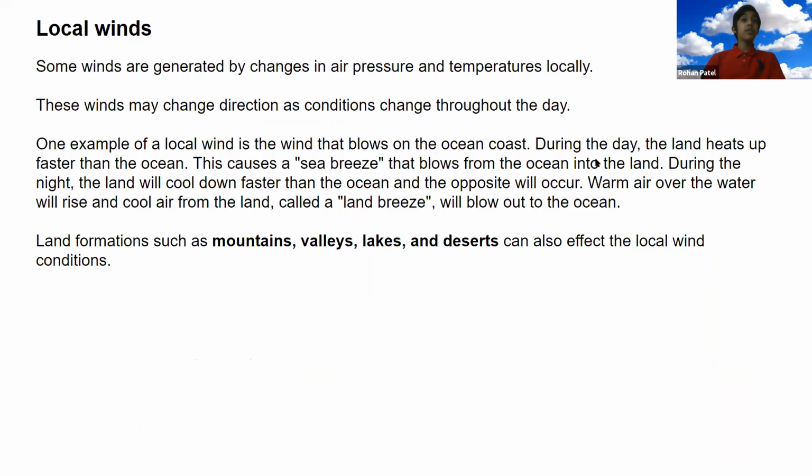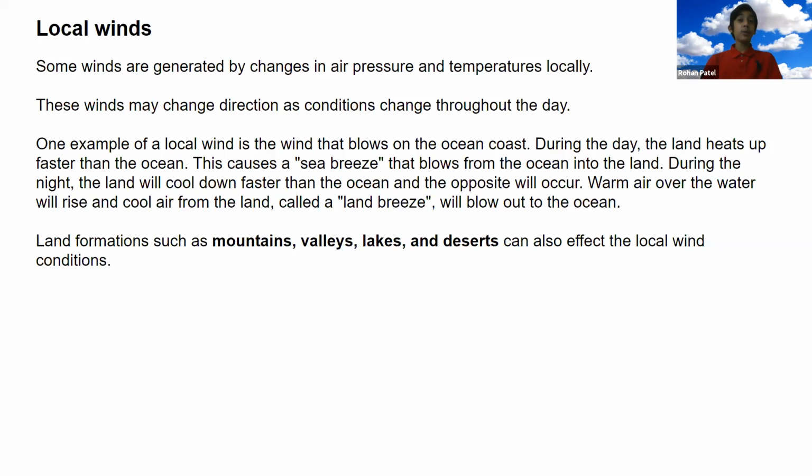Local winds. Some winds are generated by changes in air pressure and temperatures locally. These winds may change direction as conditions change throughout the day. One example of a local wind is the wind that blows on the ocean coast. During the day, the land heats up faster than the ocean. This causes a sea breeze that blows from the ocean into the land.